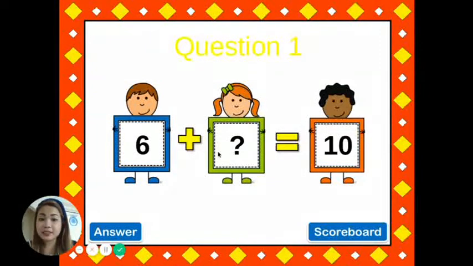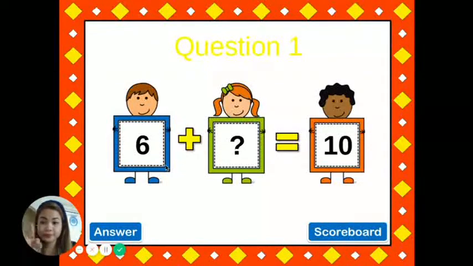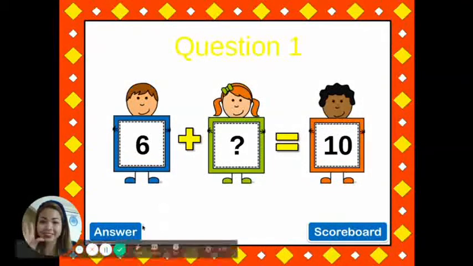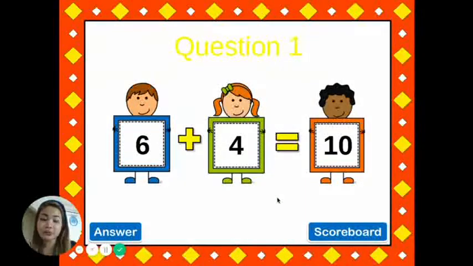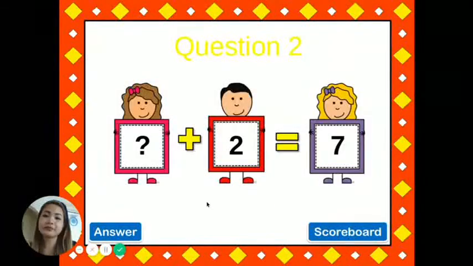6 plus blank equals 10. What could be the missing number that is equal to 10 when you add something to 6? Can I give you 5 seconds? Okay, there you go. The answer is 4. So 6 plus 4 equals 10. Next.